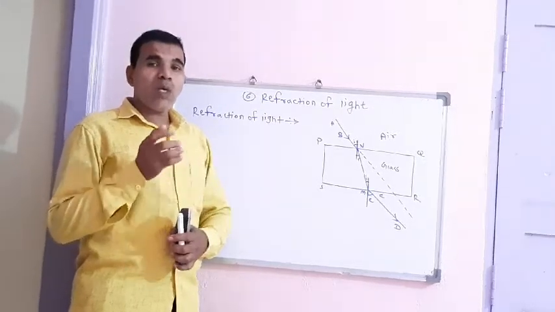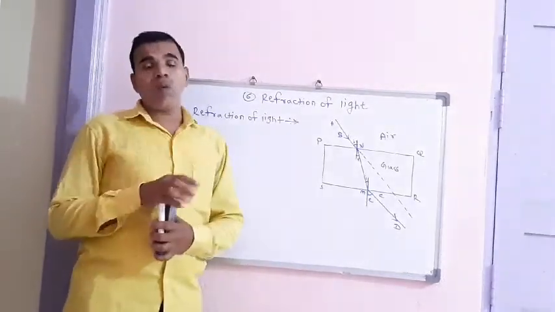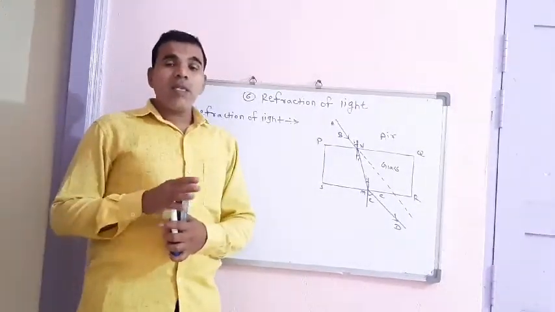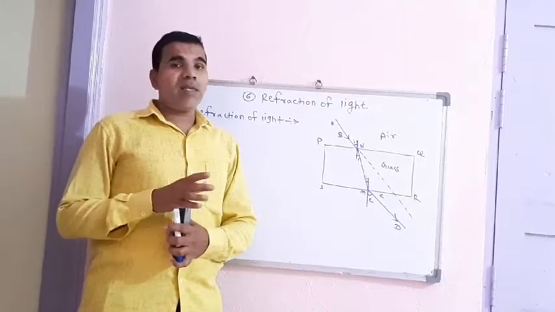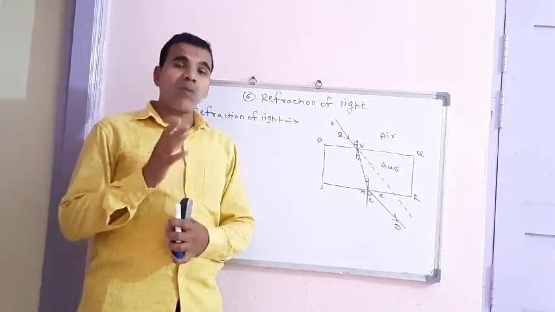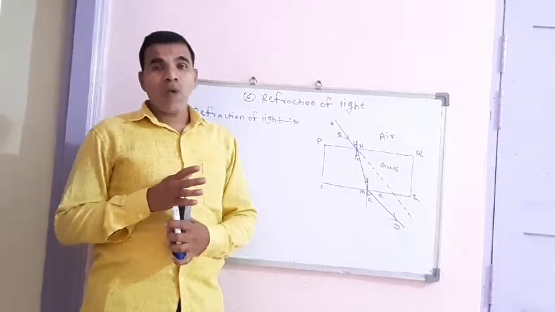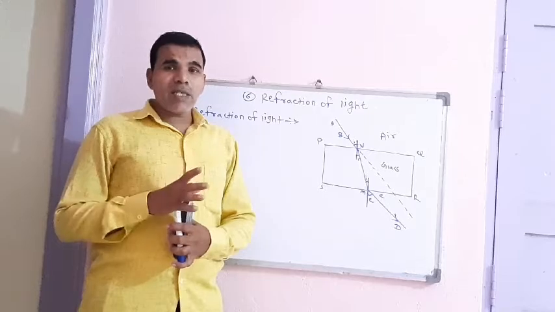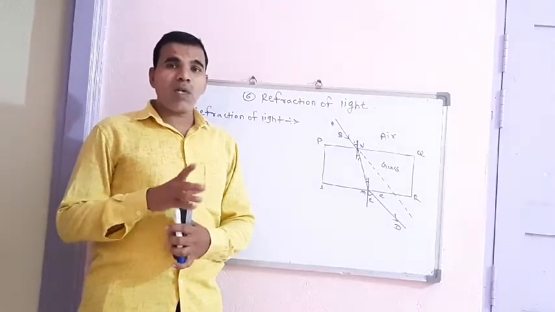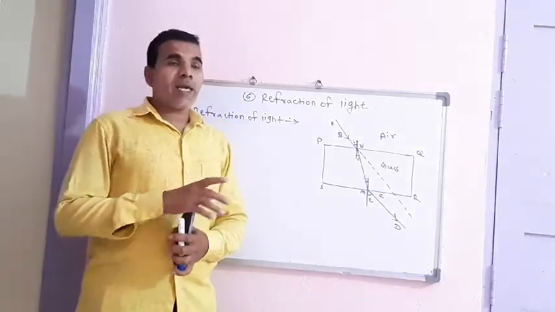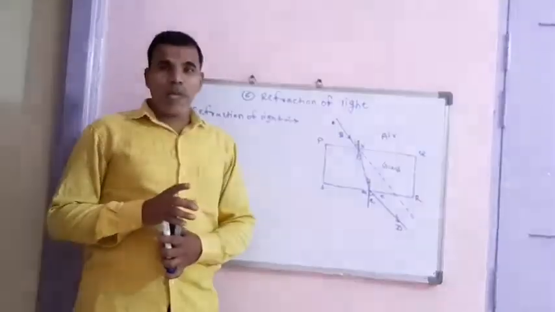If we let light rays fall on the glass, then the light rays are also transferred through the glass in a different way. So refraction of light means the light changes its direction from one transparent medium to another transparent medium.